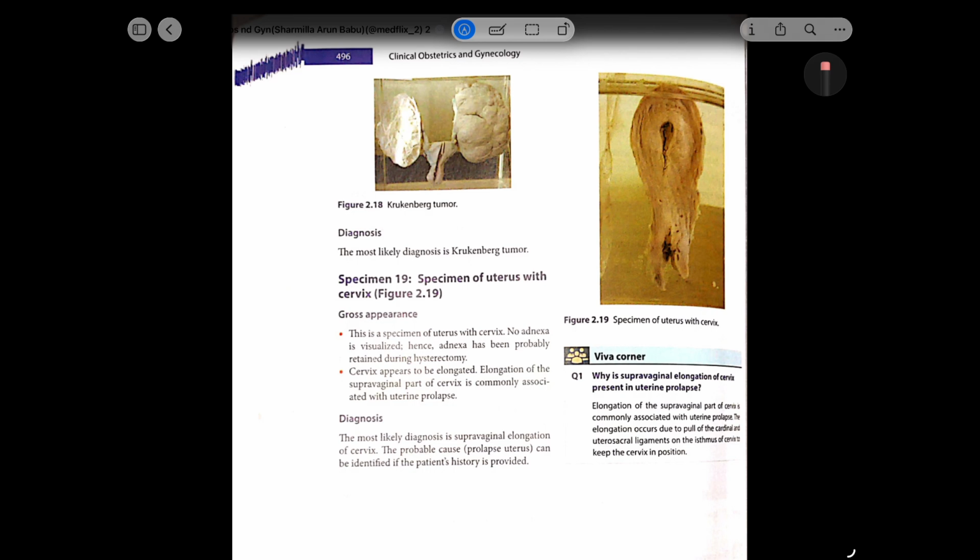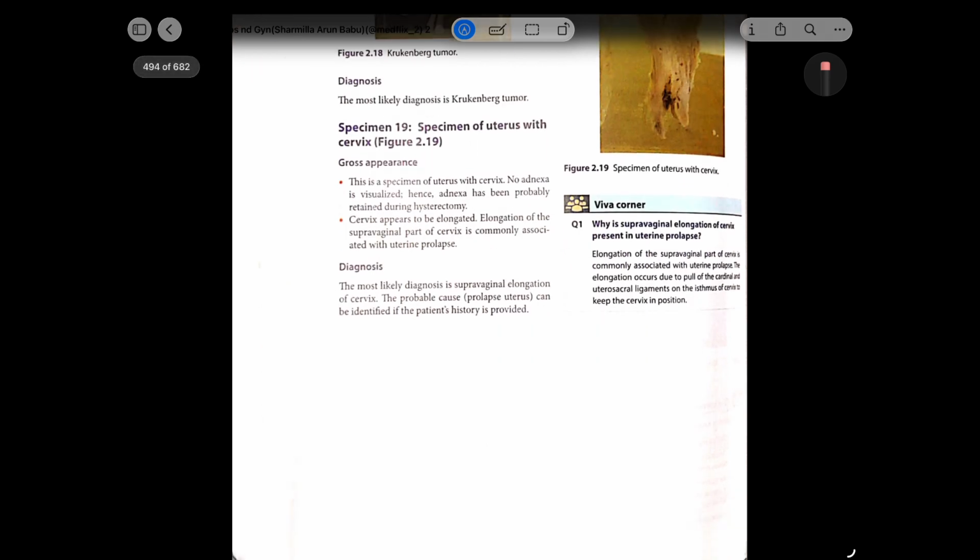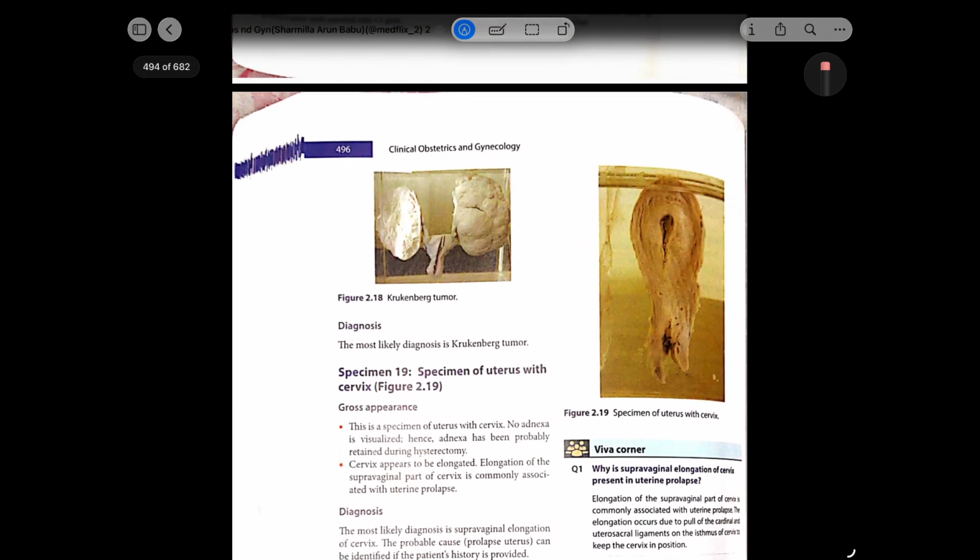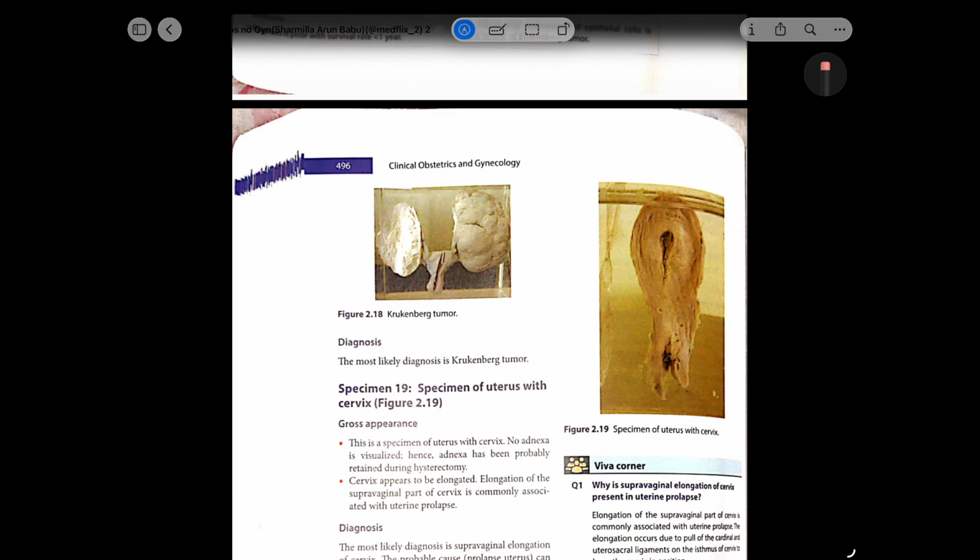So what can they ask? Why is supravaginal elongation of cervix present in uterine prolapse? Elongation of the supravaginal part of cervix is commonly associated with uterine prolapse. The elongation occurs due to a pull of the cardinal and uterosacral ligaments on the isthmus of cervix to keep the cervix in position. So yes, we are done with all the specimens in gynecology.